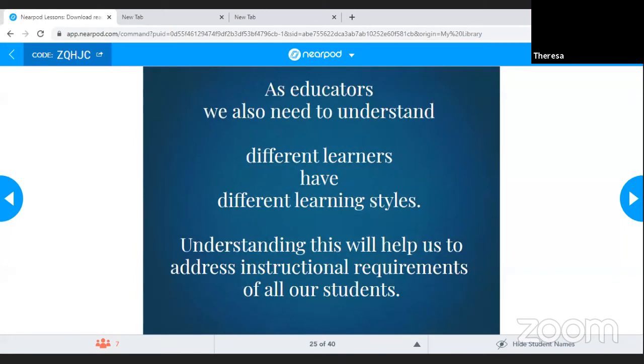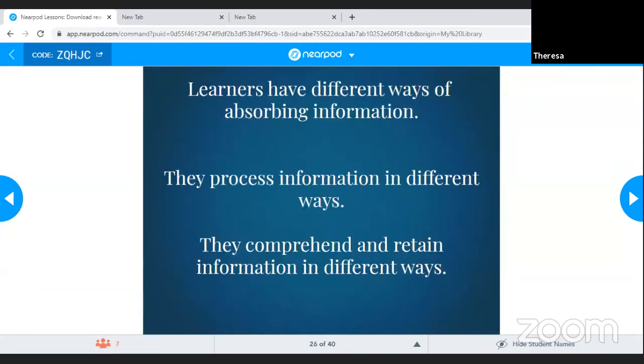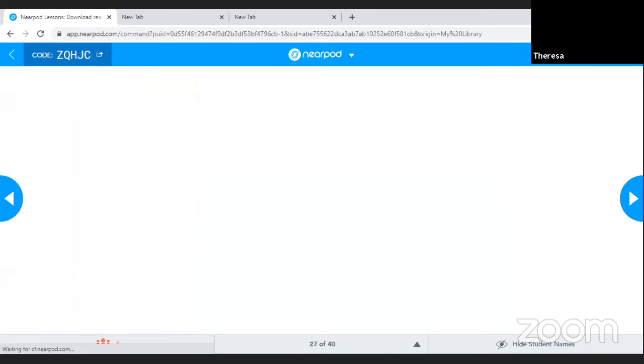As educators, we also need to understand that besides just flipping our classrooms, there are some things that we need to take cognizance of. Different learners, for instance, have different learning styles. Now, if we understand this, it will also help us to address our instructional requirements of our students. Now, I have also prepared something that makes us focus on this. We know that our learners have different ways of absorbing information. We know that they process this information differently. And we know that learners also comprehend and retain information in different ways.